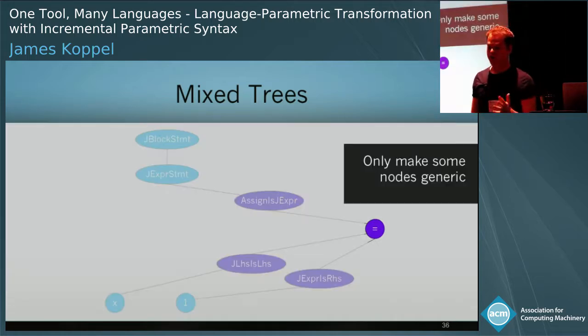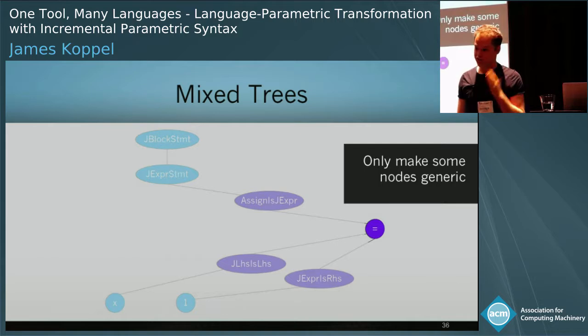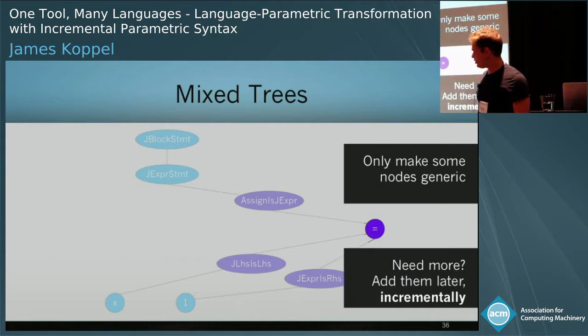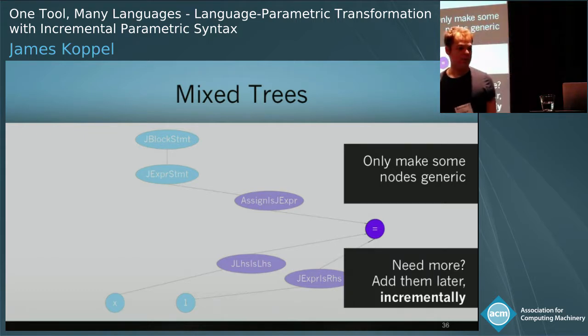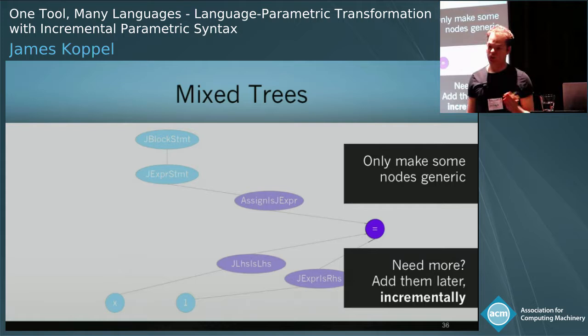How do we decide what things should be generic and what are left as Java-specific? Well, you only do as little as you can get away with. Your transformations need the generic nodes, but you only need some of them. So you only make some of the nodes generic at first. Later on, you can make more Java nodes generic. And so that is the incremental in incremental parametric syntax. Because we don't need to do all this work of building our language out of Legos from the get-go, we are therefore able to add new languages to our system in under 2 days.